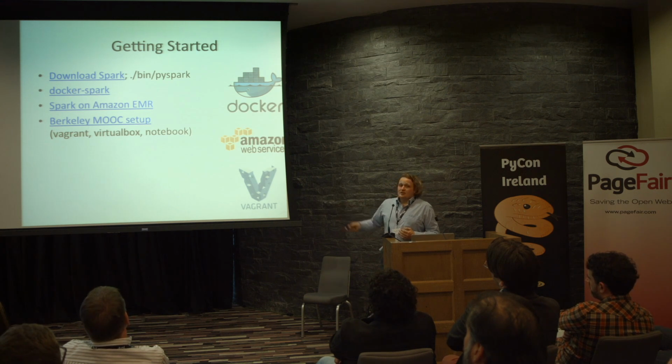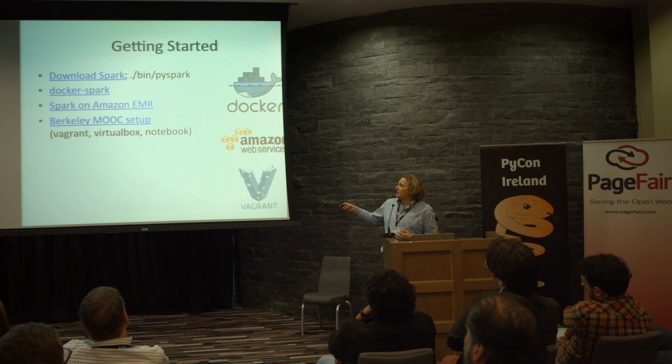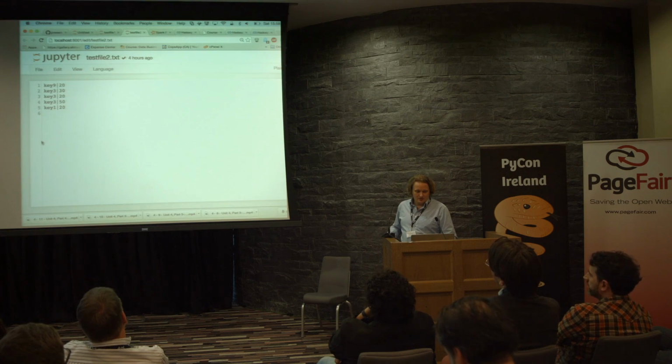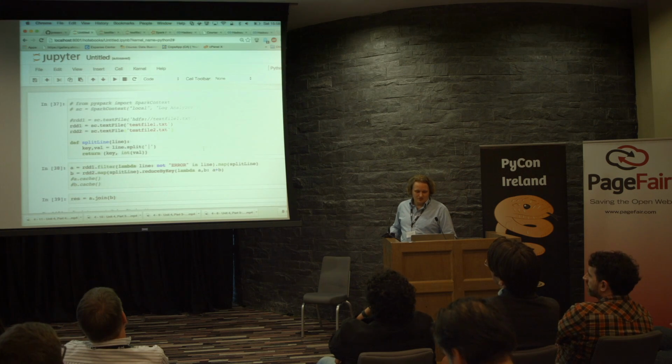Another option is to use Docker Spark, which is a Docker image for Spark. It's available on the Amazon EMR, as a capability on the Amazon machine learning capabilities. And there's also a setup for a MOOC, which was the scalable machine learning. It's a Vagrant VirtualBox and notebook, which I'm running here. I think that's also a really nice way to start. So you just have your notebook, and then you can just evaluate.